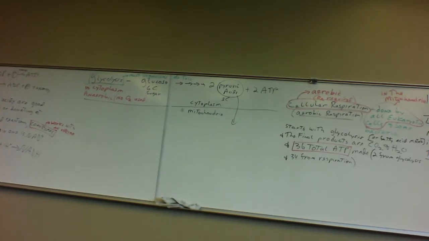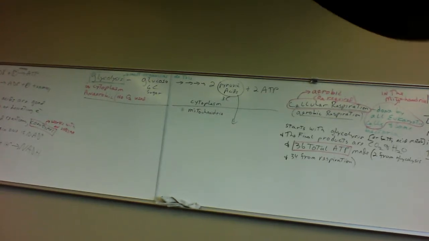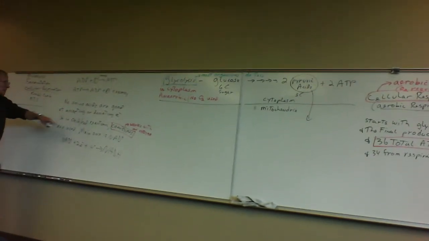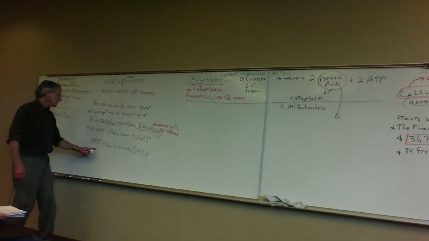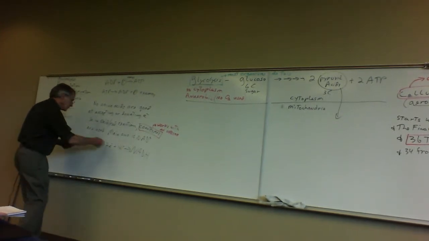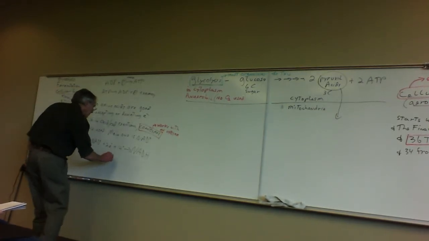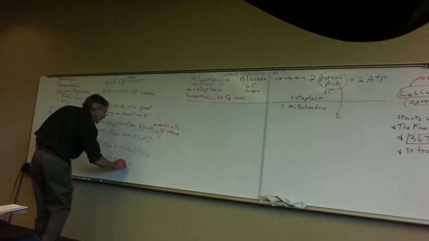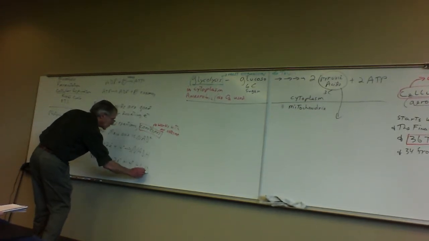So I said the main electron acceptor and donor is NAD. In the form of NAD plus, it's an acceptor of electrons. When it's in the form of NADH, it can donate them. It'll just be a reverse reaction. It'll donate 2 electrons and 1 hydrogen ion, and it'll be back in the form of NAD plus again, ready to do it again.